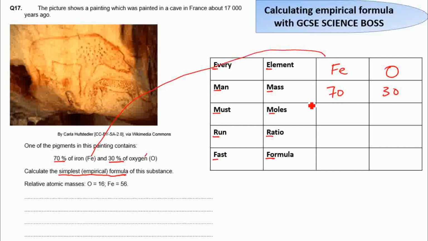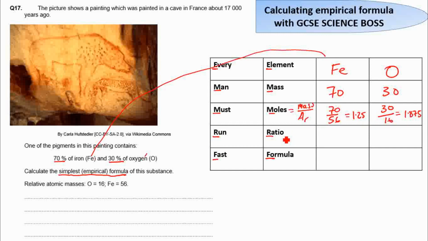Then how do we work out moles? Moles is equal to your mass divided by your Ar or your Mr. In this case, it's going to be your Ar, your relative atomic mass. So that's going to be 70 divided by 56, and this is going to be 30 divided by 16. If you've done that on your calculators, you're going to get an answer of 1.25 here, and 1.875 here. It is good to have at least 3 decimal places.